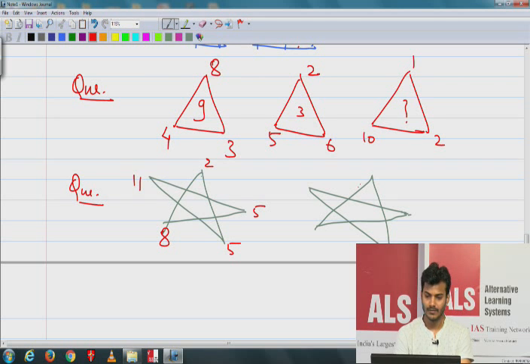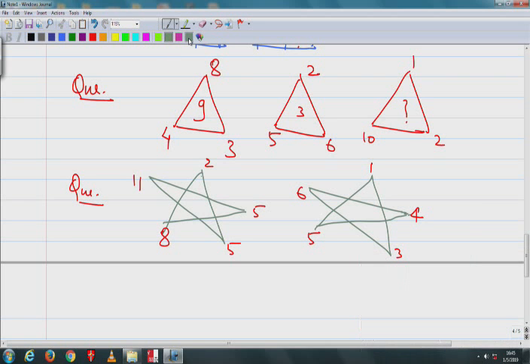11. Here 1. It is 4. It is 3, 5, 6. Tell me the logic. Tell me the logic. What you are thinking of, that is important. So we are getting 7. 7 upon 9 is the answer.